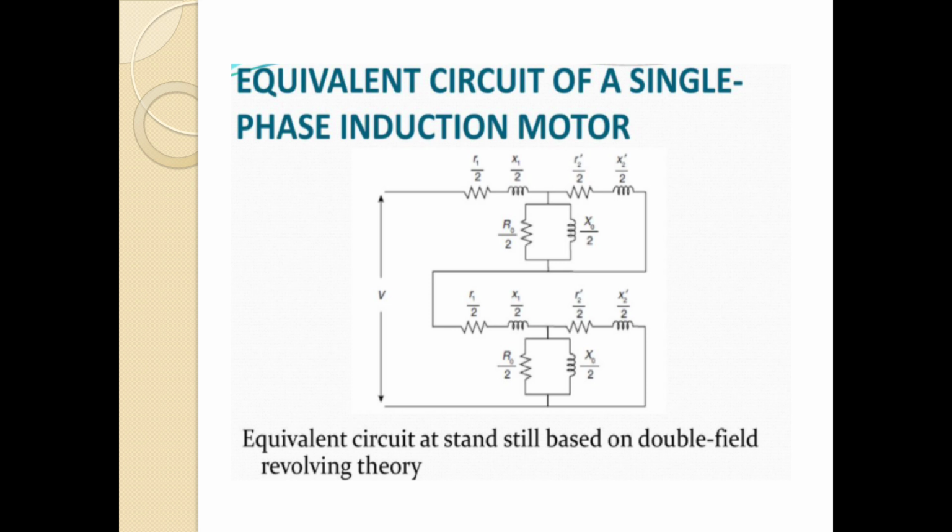The resultant forward stator flux produces forward air gap flux. Then this flux induces the voltage in the rotor, Vf. The impedance is R2 dash divided by 2s plus jX2 divided by 2. The backward flux induces current in the rotor at the frequency of 2 minus s. The corresponding rotor MMF rotates in the air gap at synchronous speed in the backward direction.